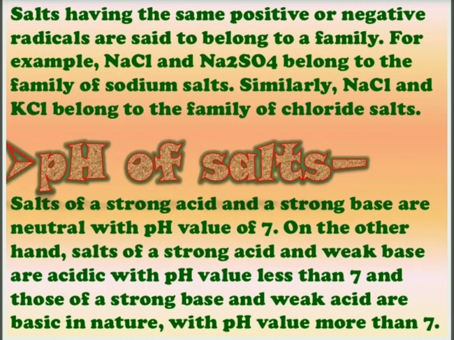I have explained to you that whenever we take a strong acid and a strong base and make them react together, they form a neutral salt. And if a strong acid is taken with a weak base, then it will form a salt having acidic nature, having the pH value less than 7. And what will happen if we take a strong base and a weak acid? It is a question for you.